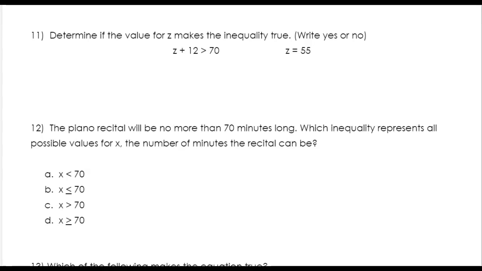Number 12, the piano recital will be no more than 70 minutes long. Which inequality represents all possible values for x, the number of minutes the recital can be? A, x is less than 70. B, x is less than or equal to 70. C, x is greater than 70. Or D, x is greater than or equal to 70.